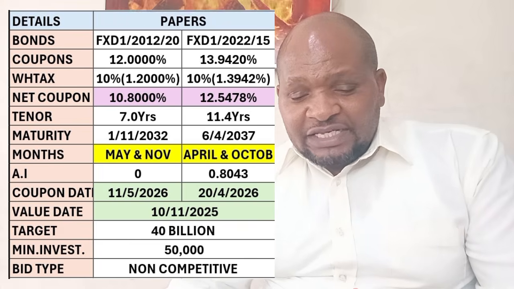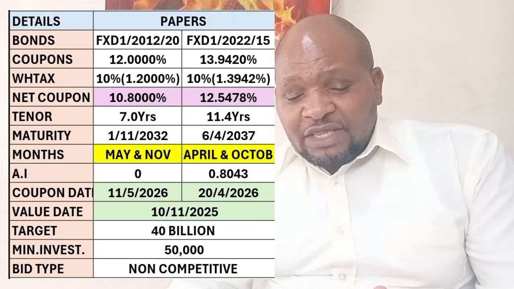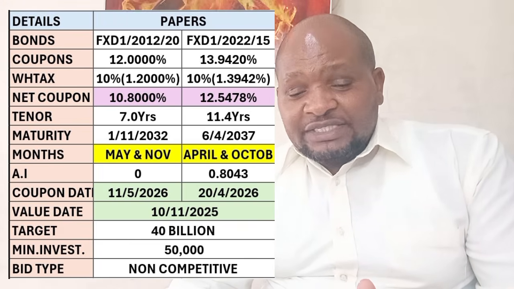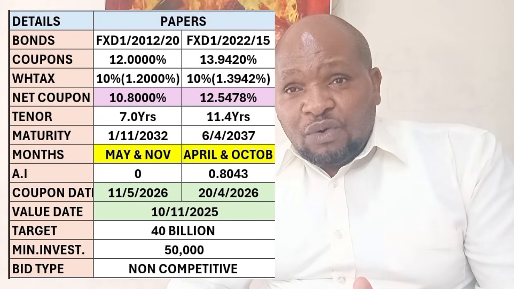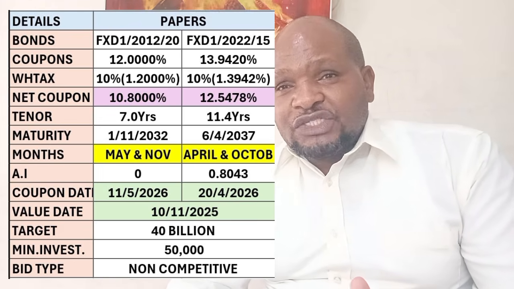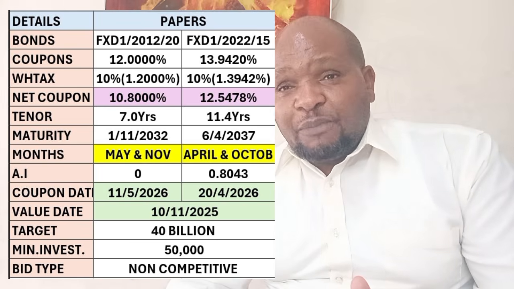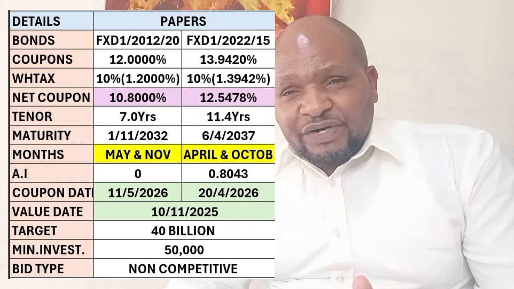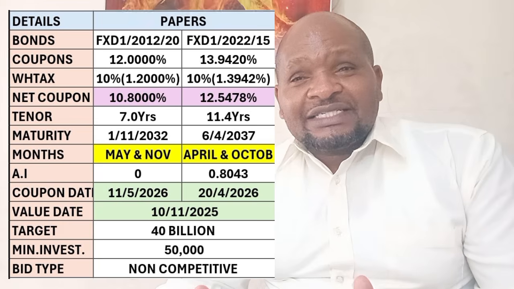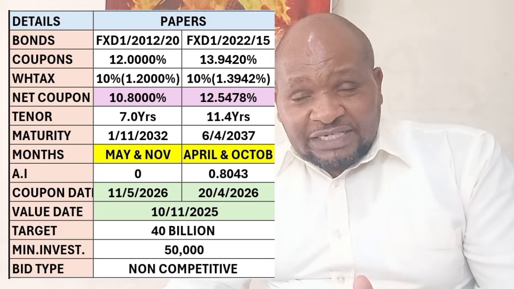12.5478%. As we had indicated earlier, the coupon rate, which is the rate of return on this investment, becomes very vital when compared with our personal investment policy statements. And therefore, if a 10.8% for the first paper is below your minimum acceptable return, then that becomes one of the factors to look at.